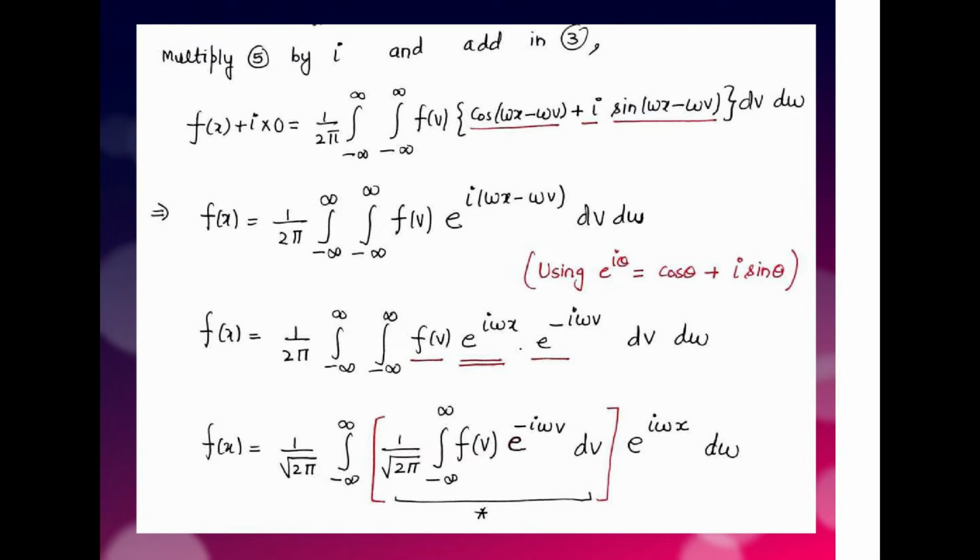Now we just rewrite this expression, and now f of x can be written as 1 upon square root of 2 pi, minus infinity to plus infinity, and the inner integral is 1 upon root 2 pi, minus infinity to plus infinity f of v e raised to power minus iota wv dv, and I'm writing it e raised to power iota wx, because in this inner integral we are integrating with respect to v, so w is constant for this part, so I can take this outside the integral, e raised to power iota wx. I have marked this inner integral as star.